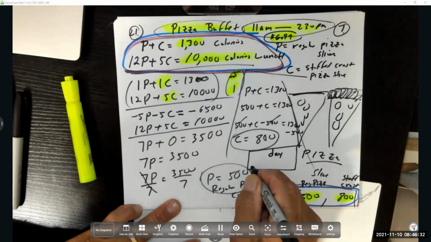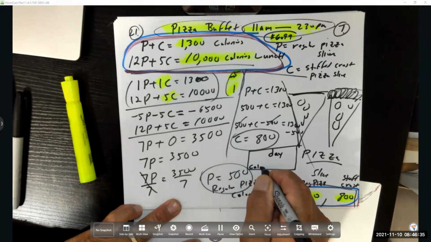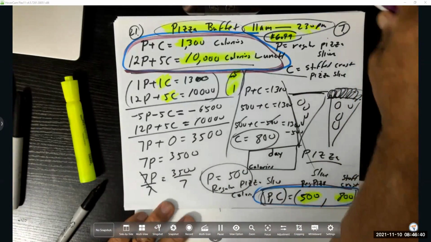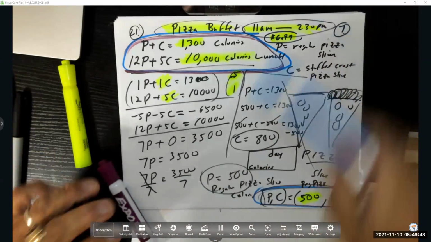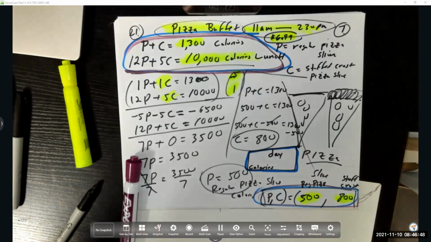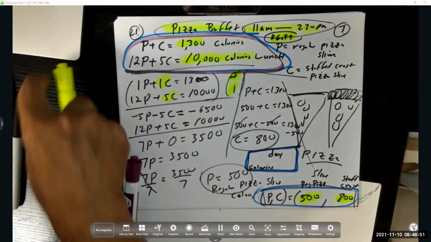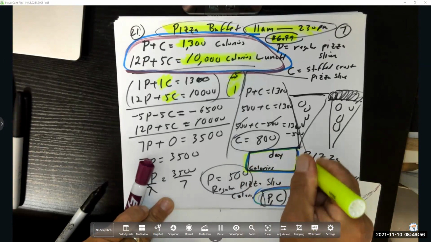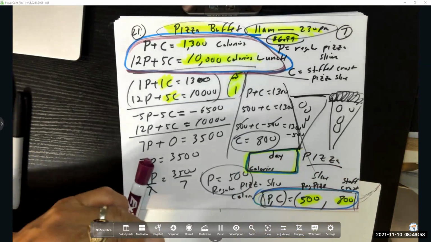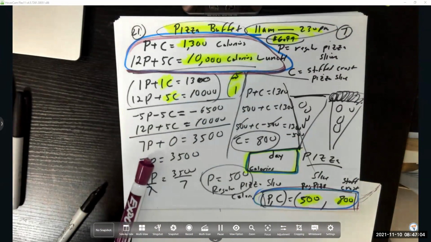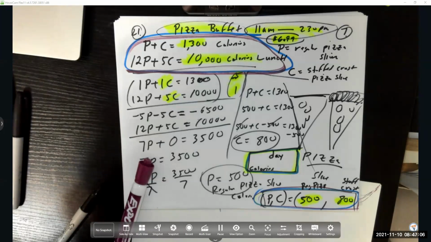How many calories should you have in one day? Come on, tell me the answer. You know what it is. What does it say on the bag of your potato chips or your candy or your Payday or your Snickers bar? 1,300 and 10,000.